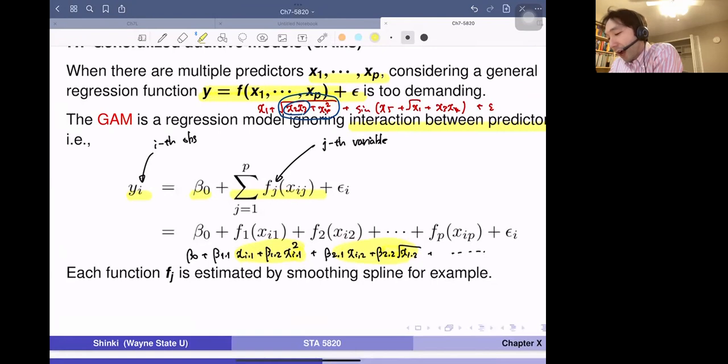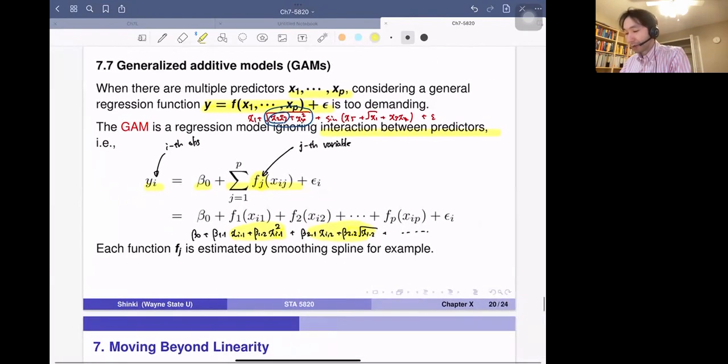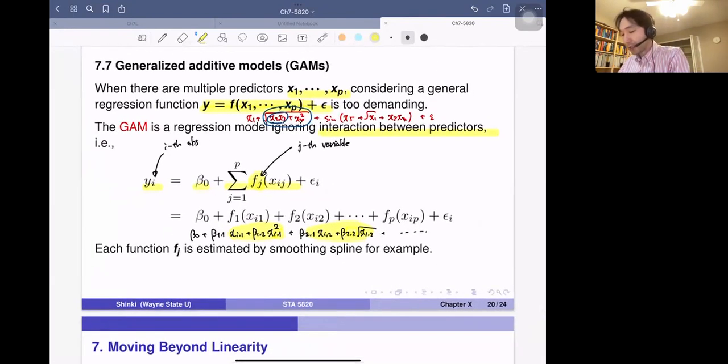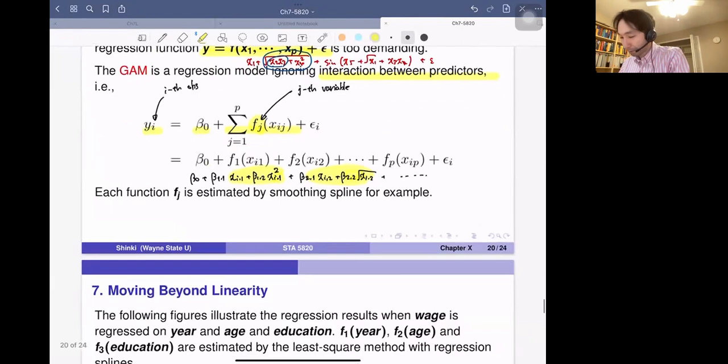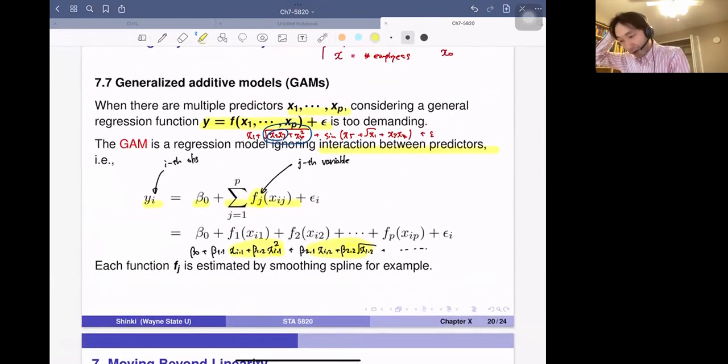So that is the assumption of the generalized additive models. And of course, we need additional assumptions on what f is. f may be a polynomial, f may be basis functions, f may be step functions, f may be a spline. We need some assumptions on f for each variable xj. But basically, we combine several of these to fit y. So this is the generalized additive model.